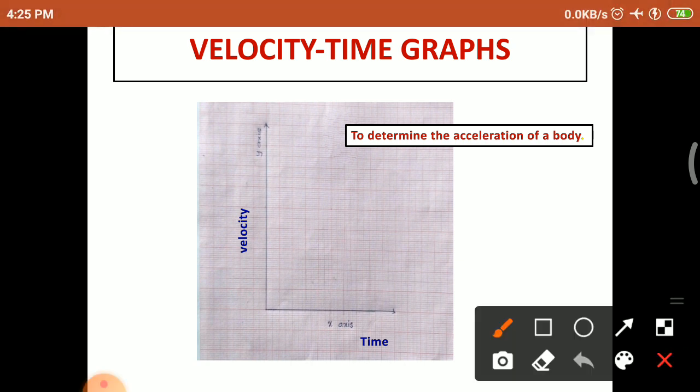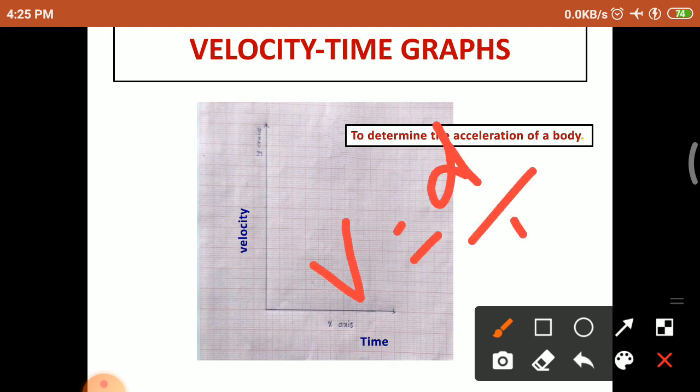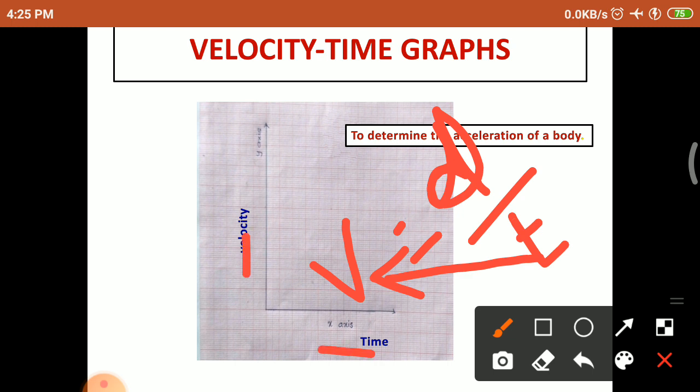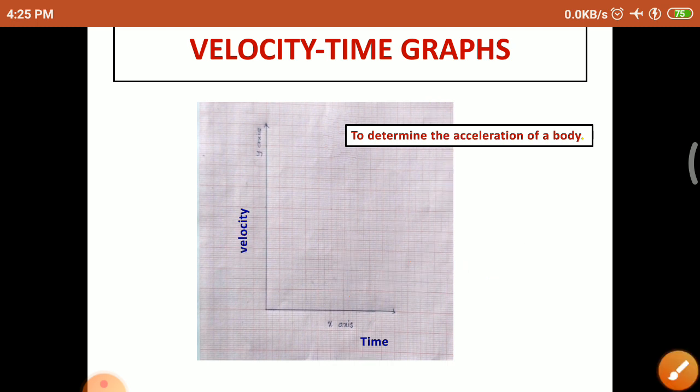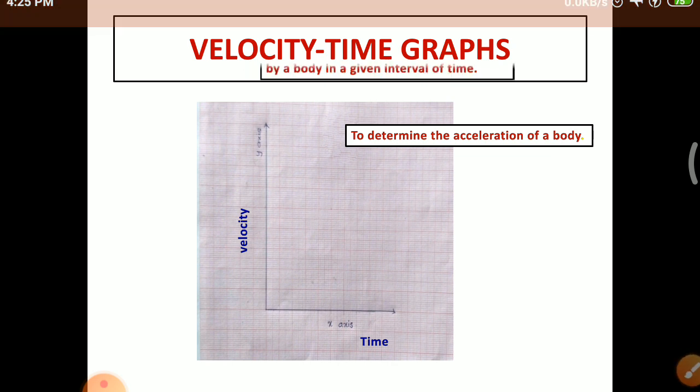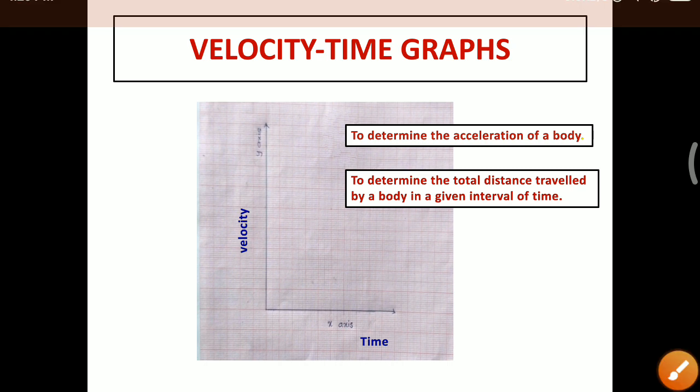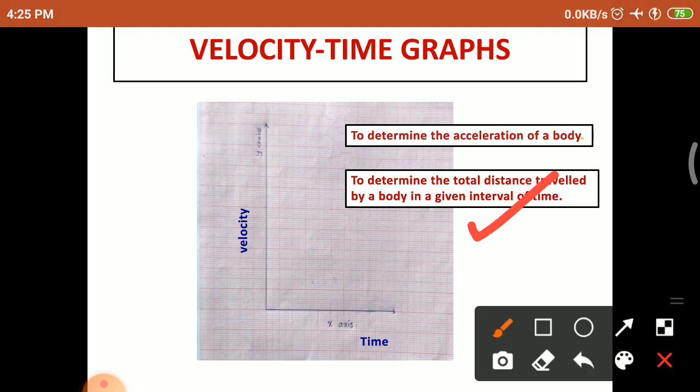The next one, you know the formula velocity equals displacement by time. When we multiply velocity into time, we can calculate the displacement. So from the product of velocity and time, we can calculate the distance of the body. So from the velocity time graph, we can calculate the distance traveled by the object. So it is used to determine the distance traveled by a body, and another one is acceleration. From the velocity time graph, we can calculate two values. One is acceleration and another one is the distance or displacement.